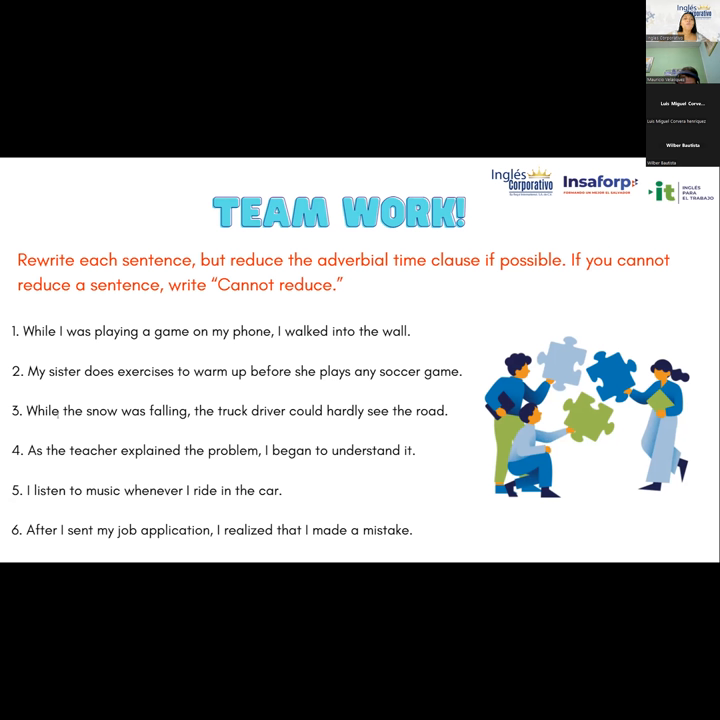What about number three? While the snow was falling, the truck driver could hardly see the road. Can we reduce it? No. Why not? It's not the same subject. Very good. It's not the same subject. Excellent. Number four: as the teacher explained the problem, I began to understand it. Can we reduce it? No, because the teacher and I are different persons. Excellent. Different subjects. Very good. Number five.